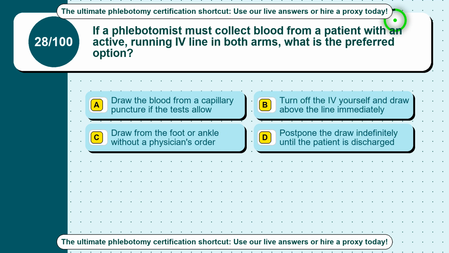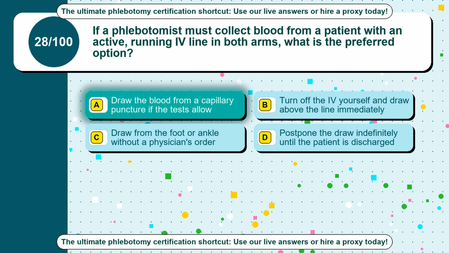Question 28. If a phlebotomist must collect blood from a patient with an active, running IV line in both arms, what is the preferred option? Option A. Draw the blood from a capillary puncture if the tests allow. Option B. Turn off the IV yourself and draw above the line immediately. Option C. Draw from the foot or ankle without a physician's order. Option D. Postpone the draw indefinitely until the patient is discharged. The correct answer is option A.